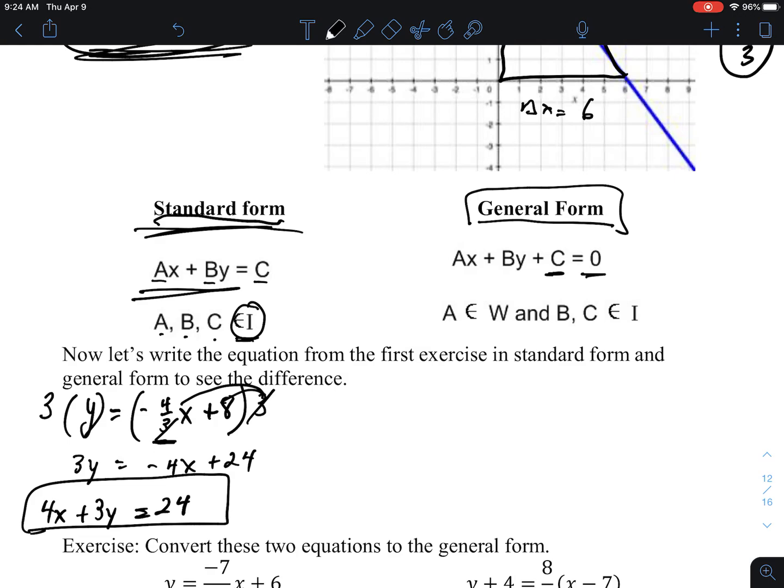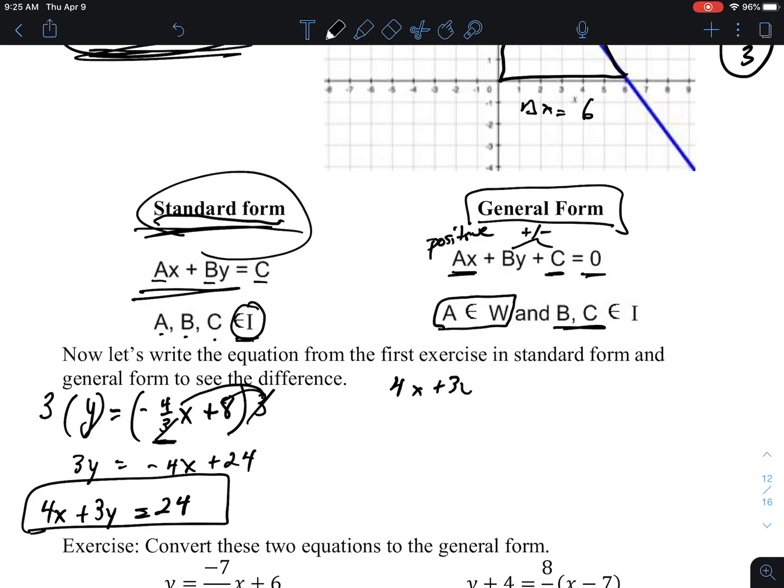In general form, the difference is that now I move the constant to the other side and it equals 0. And the other rule is that the coefficient of x is a whole number. A is an element of the whole numbers. So what does that mean? It has to be a positive number, whereas b and c, these two can be positive or negative.